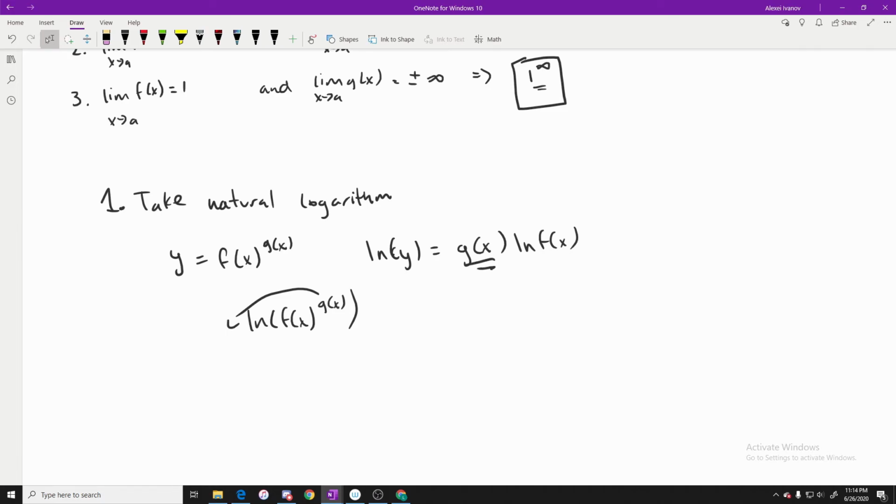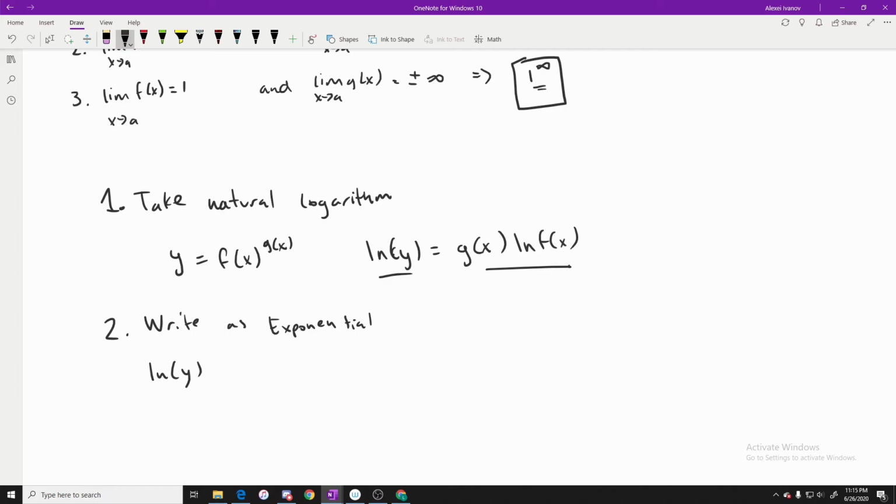That's why I have it in front right here. Now, we can do that, or the second method is that we can write this function as an exponential. And the way we can do that is we can just elaborate on this right here. So let's say we had that. We're just going to take it one step further and basically raise both sides to the power of e.